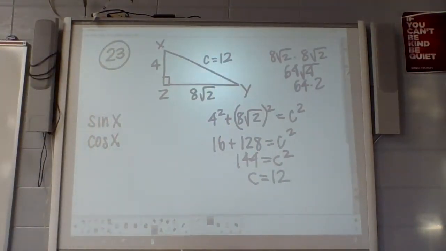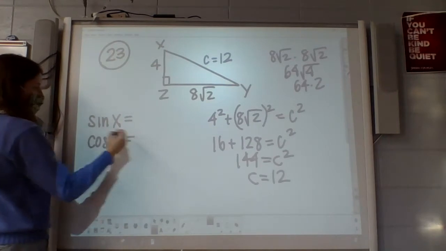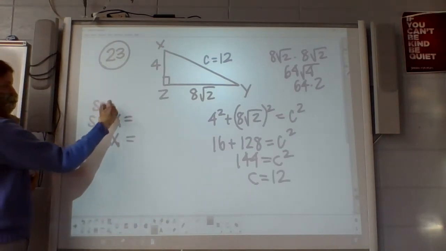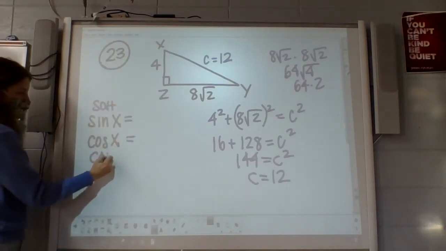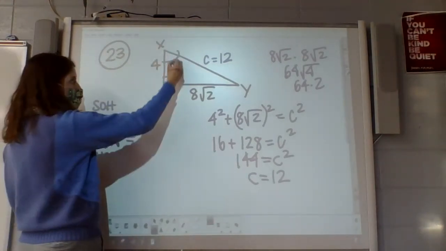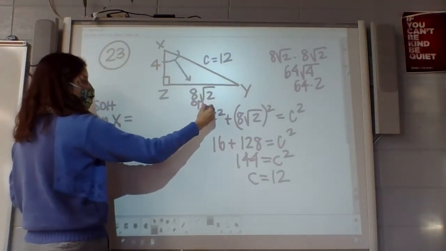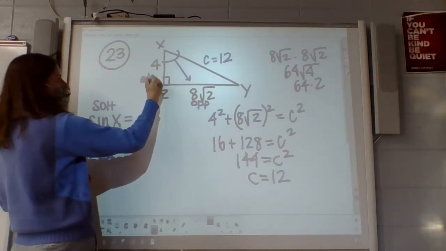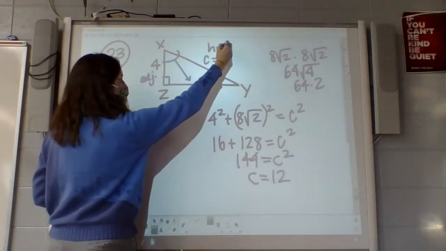Now this next part probably seems kind of silly. Why would you need to know this? Now they want us to find the sine of x and the cosine of x. So they basically just want that ratio. Sine is opposite over hypotenuse, cosine is adjacent over hypotenuse. So I have to label everything based off of x. So here's my opposite, adjacent, hypotenuse.